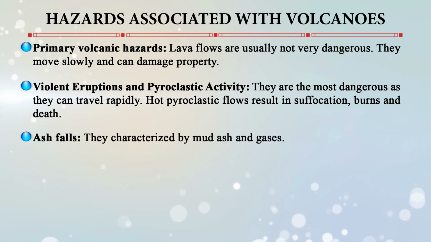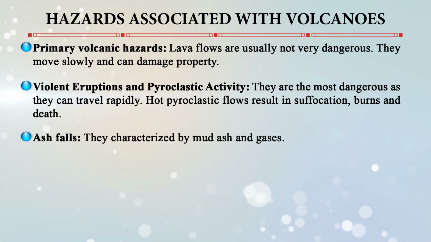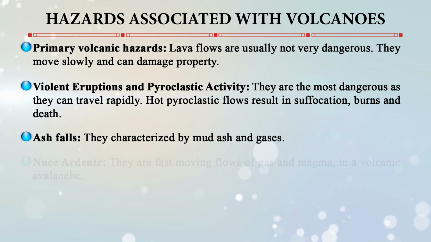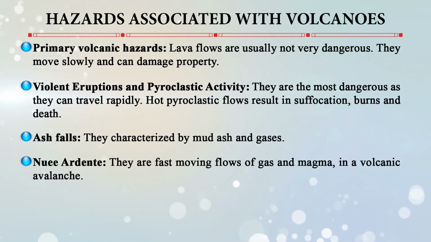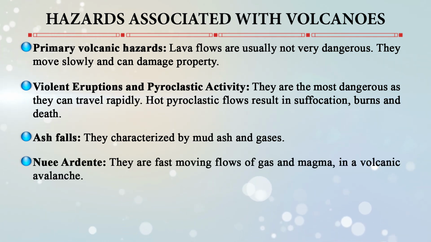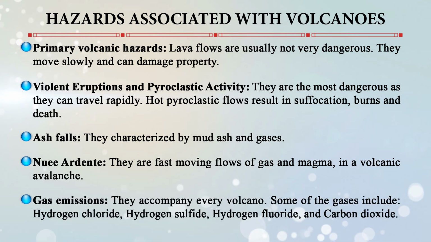Then there can be ash falls. These are characterized by mud, ash and gases. Then there is nuée ardente. They are fast moving flows of gas and magma in a volcanic avalanche. Then there are gas emissions. They accompany every volcano. Some of the gases include hydrogen chloride, hydrogen sulfide, hydrogen fluoride and carbon dioxide. Now there are also secondary and tertiary volcanic hazards which are associated.